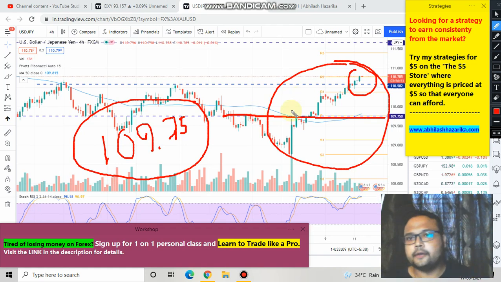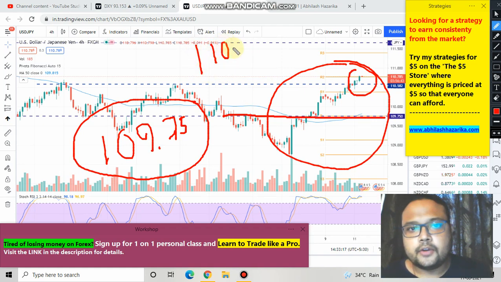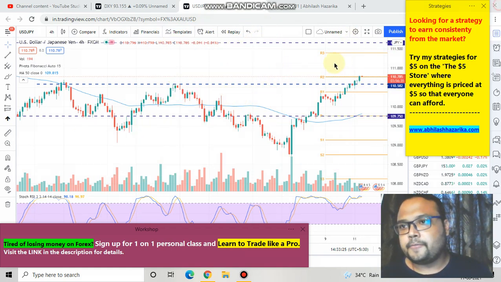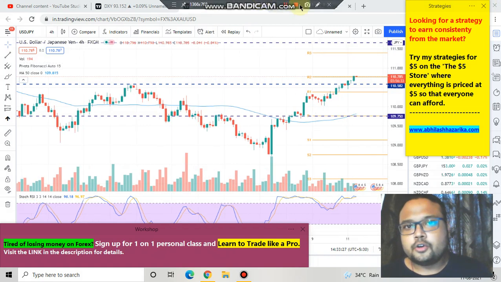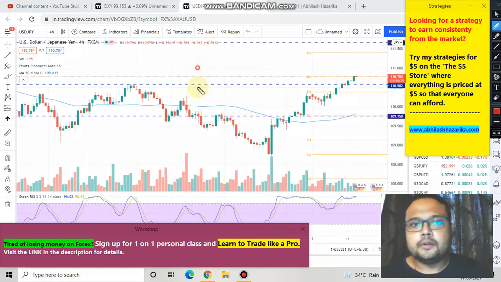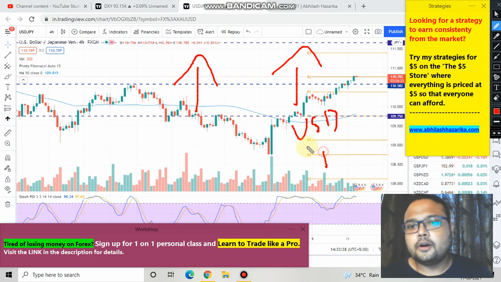Okay, so the main level that we need to focus on the chart of USD JPY right now is 110.55. 110.55 is the important level, and right now you can see the market is trading far away. But still, we should not go for a buy here, because as we all know, USD JPY has got direct relation with the US dollar chart, USD or DXY.